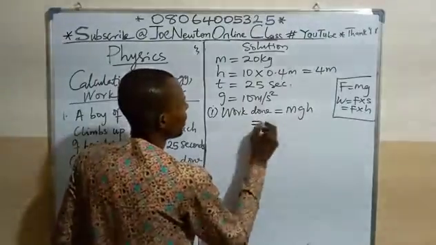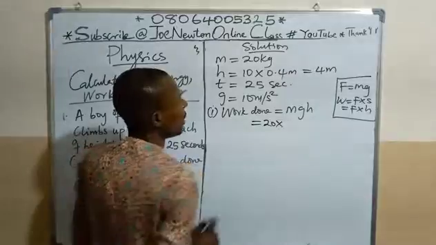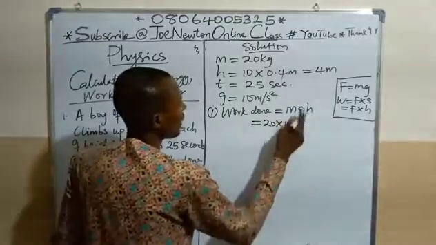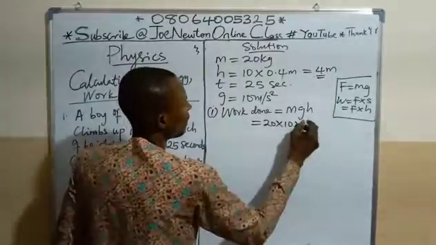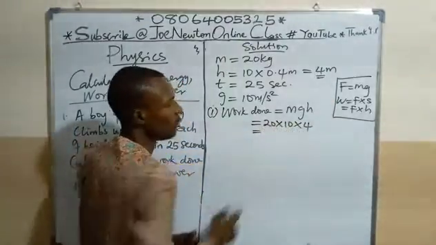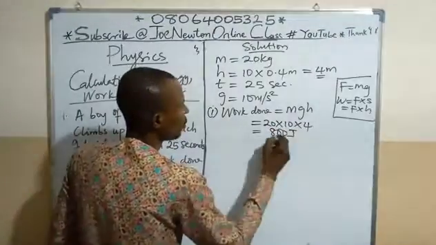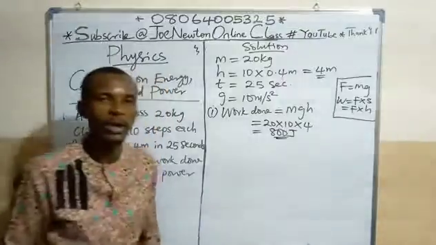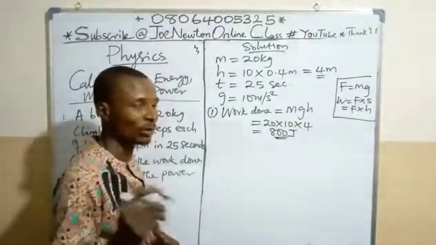So we have that our work equals our mass, 20 kilogram, times 10, that's our g, times our height, the total height of 4 meters. So 20 times 10 is 200, and 200 times 4 is 800. The unit is joules. The unit of work or energy is joules. Then remember that 1,000 joules is 1 kilojoule.